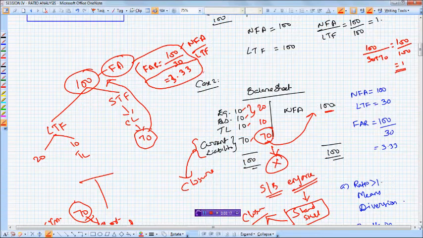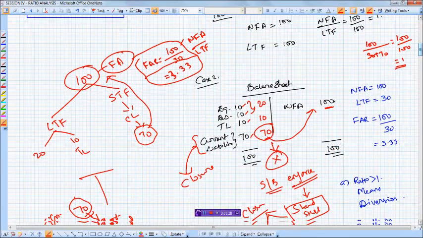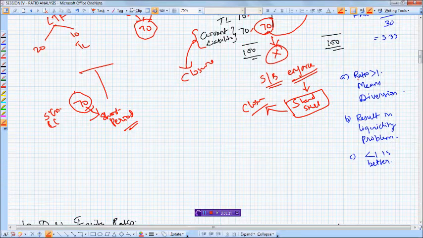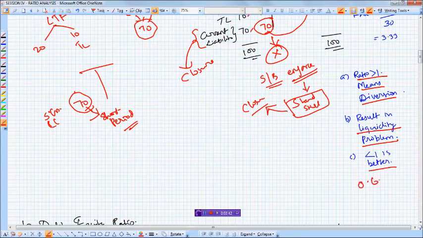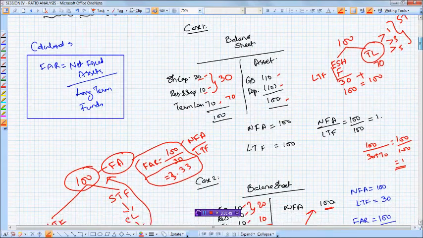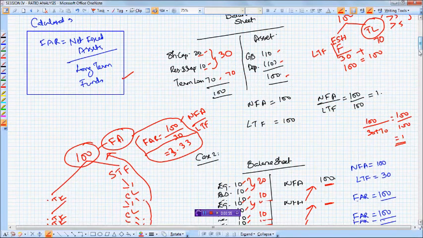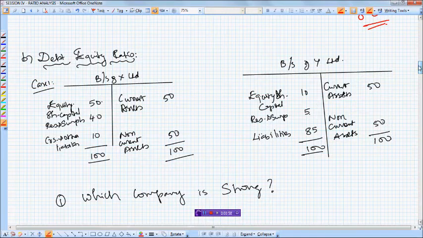So this ratio indicates the extent to which other funds were utilized in funding the fixed assets, and this ratio also indicates the financial discipline of the company. So if the ratio is above 1, it means there is a diversion, and the company will get into liquidity problems, and if the ratio is below 1, it is better. Ideal is around 0.67. Okay, so this is about the fixed asset ratio, and it is calculated as net fixed assets by long term funds. Next ratio we are going to see is the debt equity ratio.